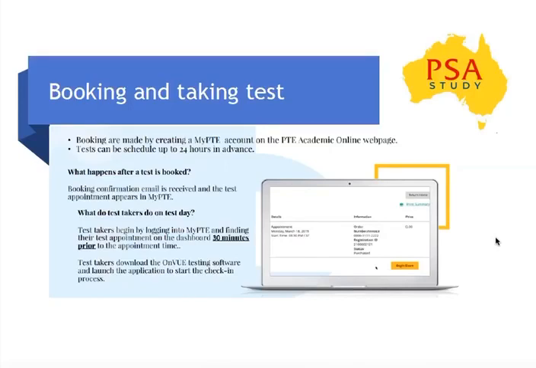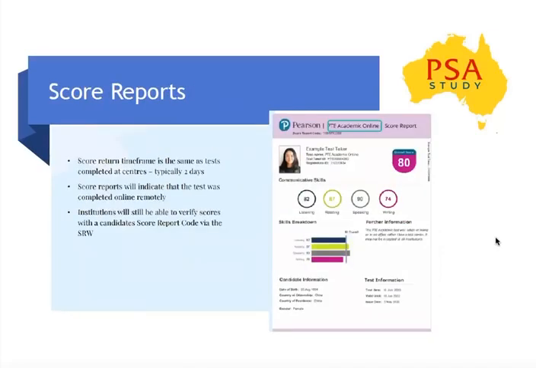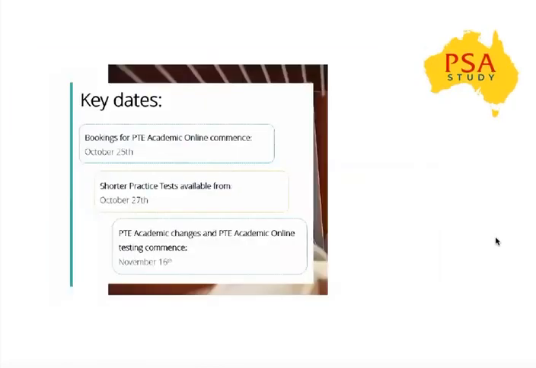Now, booking the test dates. If we talk about the online exam, the test taker will begin by logging into mypte.com and finding the test appointment on the dashboard just 30 minutes prior to the appointment time. Everything else would be the same. And if you talk about score reports, you will be getting your result typically within 2 days, with no enabling skills mentioned on the score report.